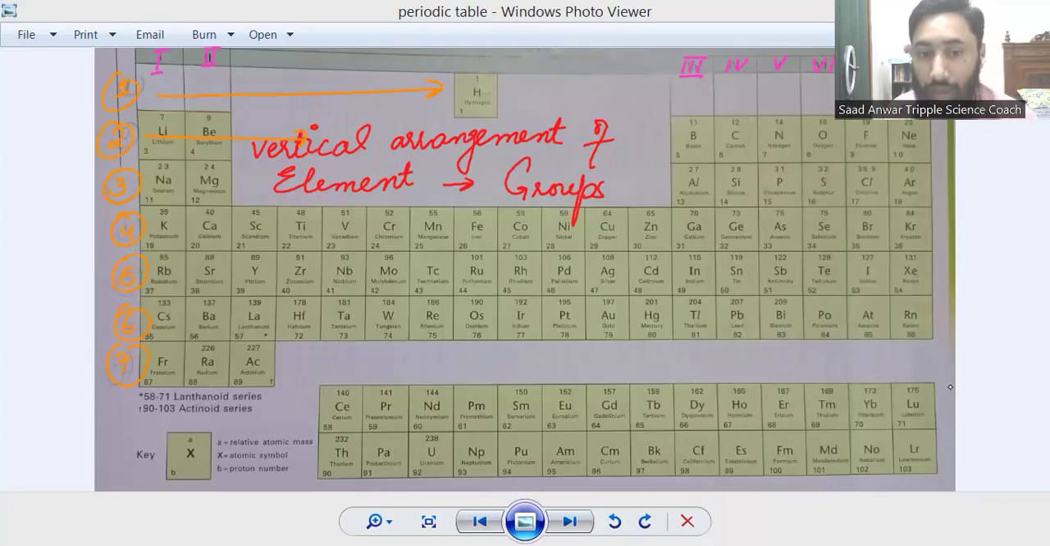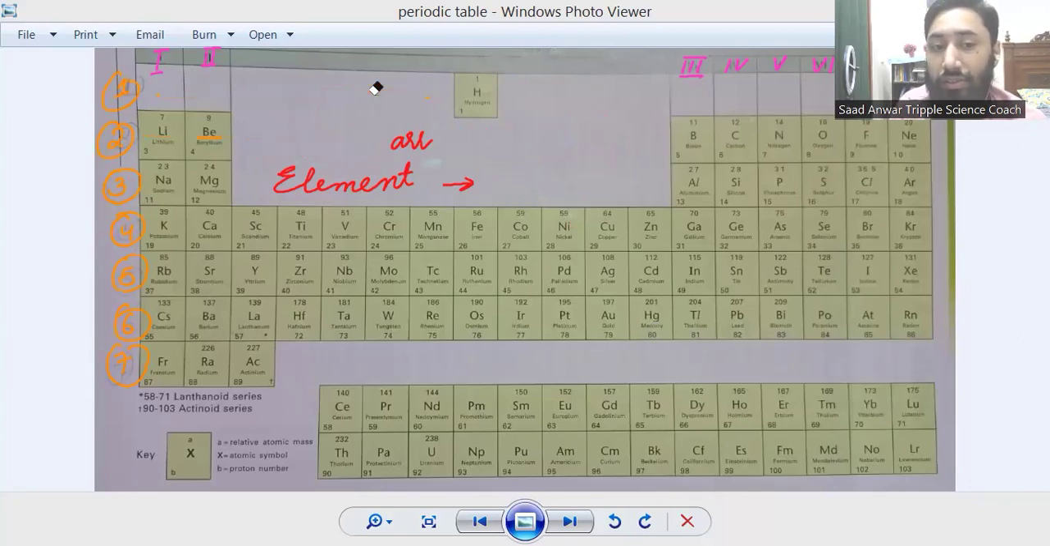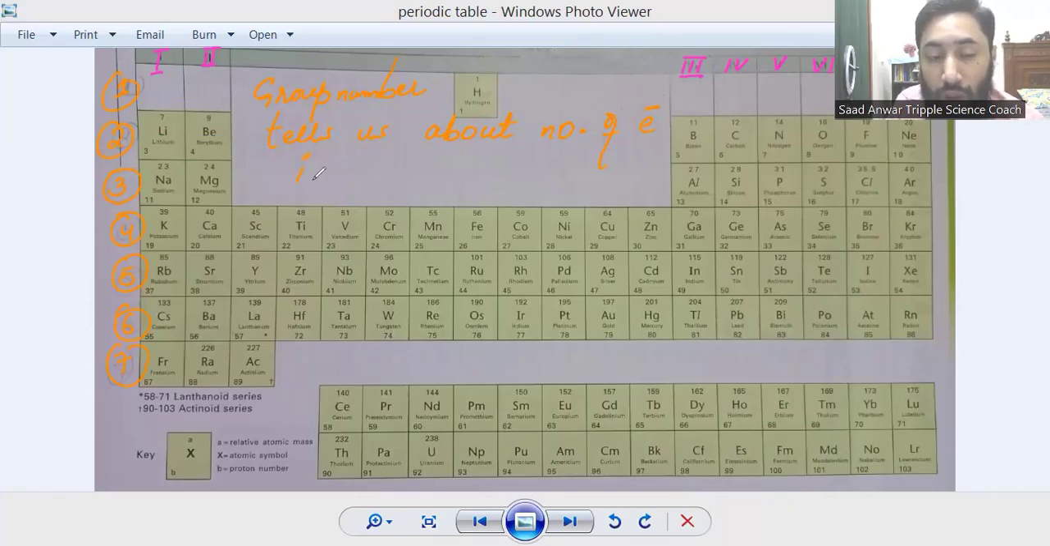Right, guys? Now, the important trick is the group number. We need to learn what the group number tells us and what the period number tells us. Remember, guys, group number tells us about the number of electrons in the outermost shell. Write this sentence in your notebook.